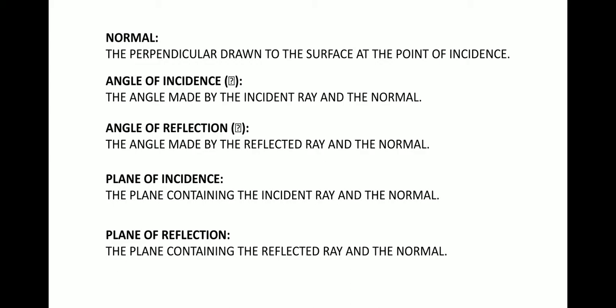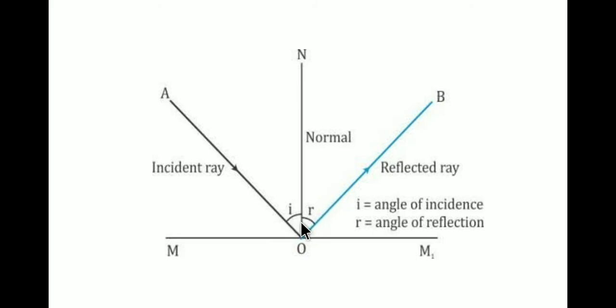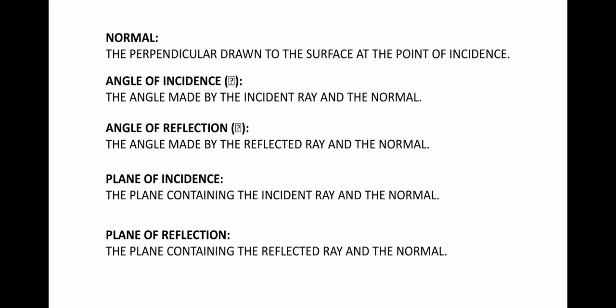Then we have the angle of incidence. The angle of incidence is represented by small i over here: the angle made by the incident ray and the normal. Over here, this small i represents the angle of incidence, and this is the angle of reflection. So it is the angle made by the reflected ray and the normal.